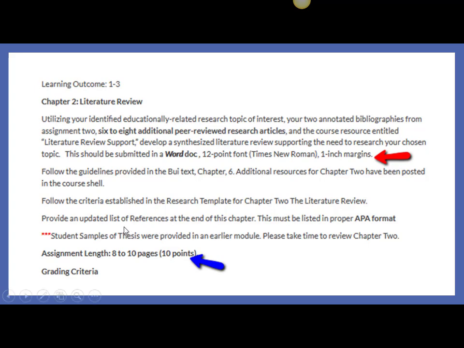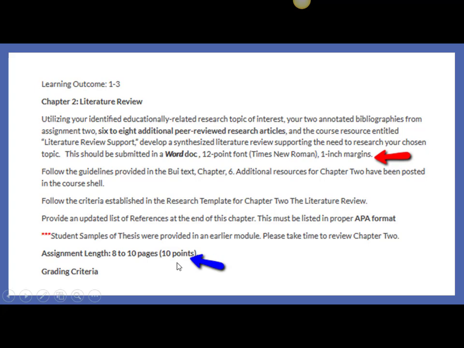So as you're writing chapter 2, the literature review, anything that you put in chapter 2 that you haven't listed yet in your references, you have to go back in and add that in your references, and this reference page will be updated, and you attach it when you send in chapter 2, and make sure that you follow the APA format. There are student samples, so take a look, see how they wrote chapter 2, and you can see how they designed and organized it.